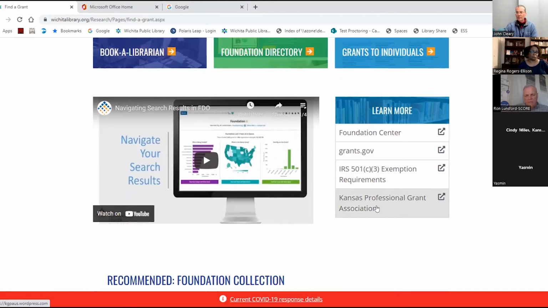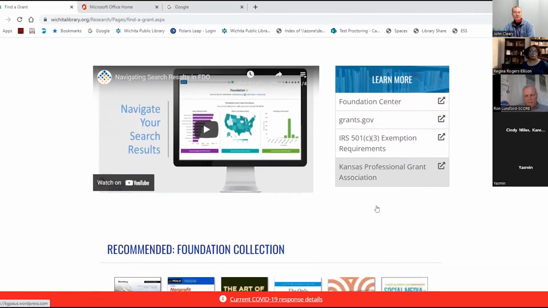Most states do have a professional grant association, so you might just Google your state professional grant association to get more information about them. Generally, they have membership lists and will have contact people. We'll have a list of their monthly meetings, where they're going to meet, and what the topic will be about.